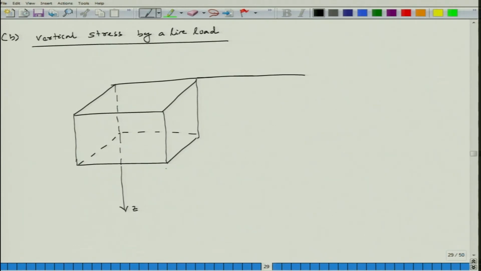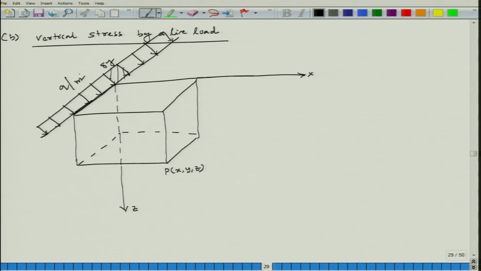This will be your z and this will be your P at x, y and z, and this is your x, and now I am taking it in these directions. So let us consider a small part here, this will be your delta y, and the pressure intensity is q per meter. Here it will be minus infinity, here it will be plus infinity, and this distance will be your radial distance.